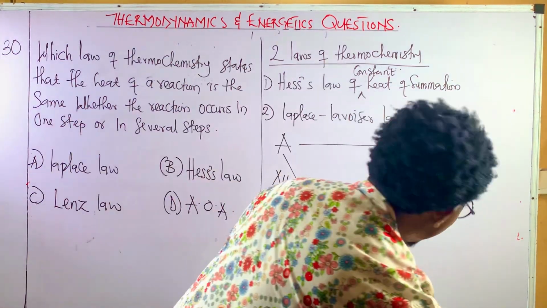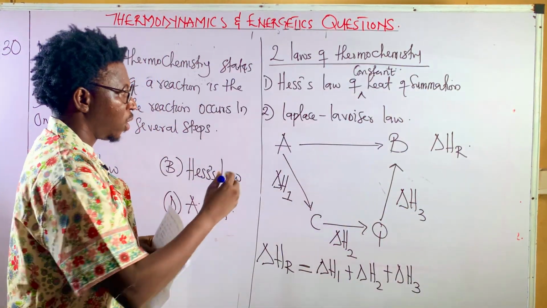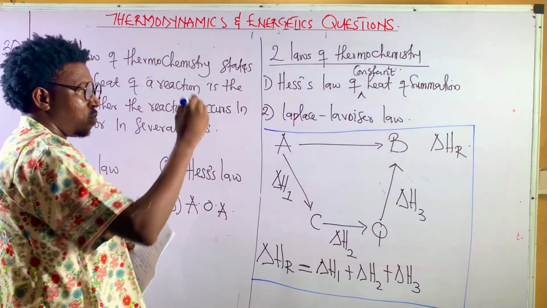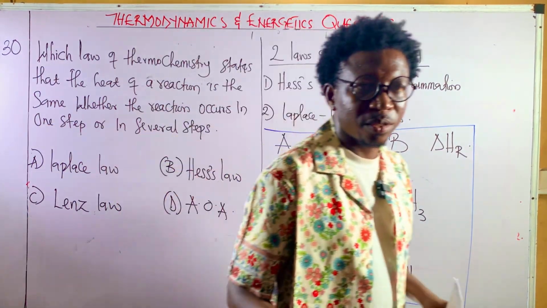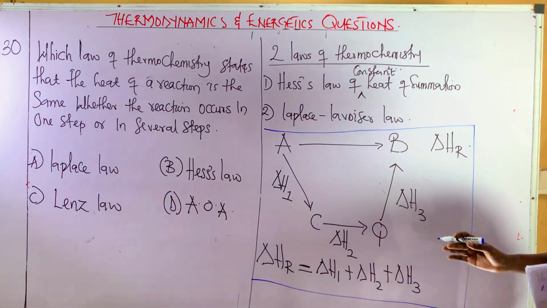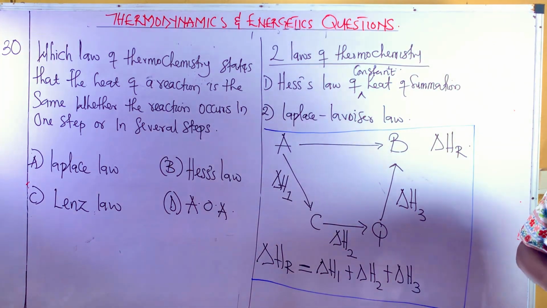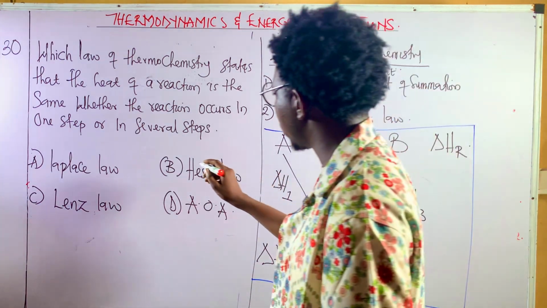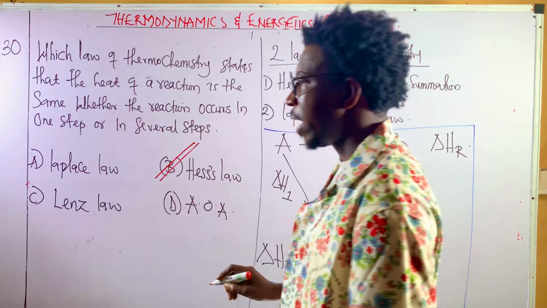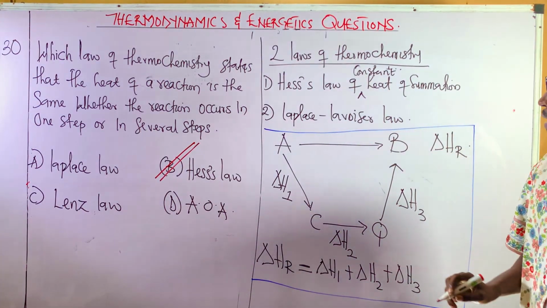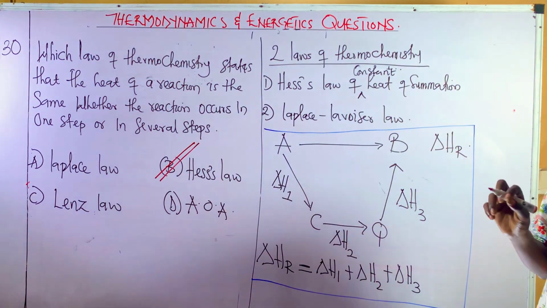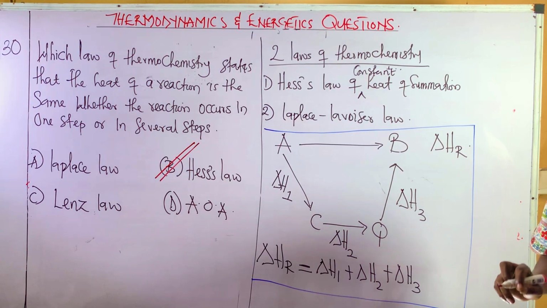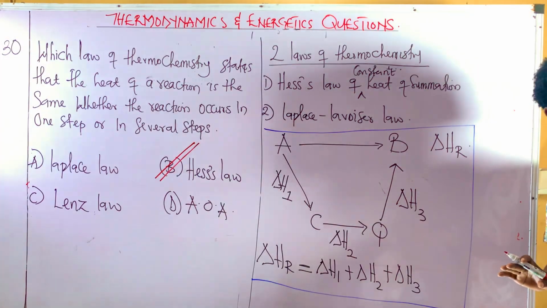Are you seeing it now? So whether it follows one step or several steps, the heat of a reaction is constant. Clear? So the answer to that question is not Laplace law, it's not Lenz's law, it's not all of the above. The answer is Hess law. And Hess law is also known as the law of constant heat of formation. So take note of this.